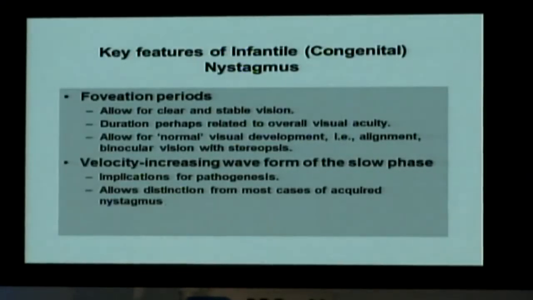Here are some key features of congenital nystagmus. So foveation periods allow for clear and stable vision. The duration, how long it's quiet, can often tell you how well they can see. And it allows for pretty normal visual development, even though they have this. As long as they stop for some small fraction of a second, the brain has enough time to get information in and keep itself calibrated.